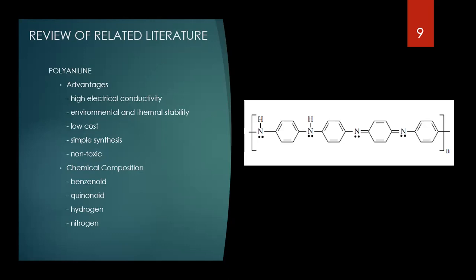It can be simply synthesized and is also non-toxic. The chemical composition of polyaniline is benzenoid, quinonoid, nitrogen, and hydrogen. It is mainly composed of aromatic rings, and polyaniline can be used as an absorbent because of its reactive amine and imine groups, because of the interaction of molecules, to have high absorption capacity and selectivity in waste matter.